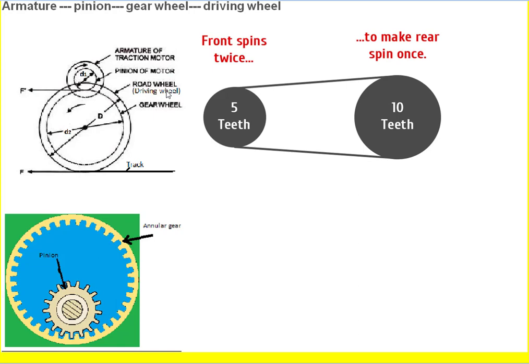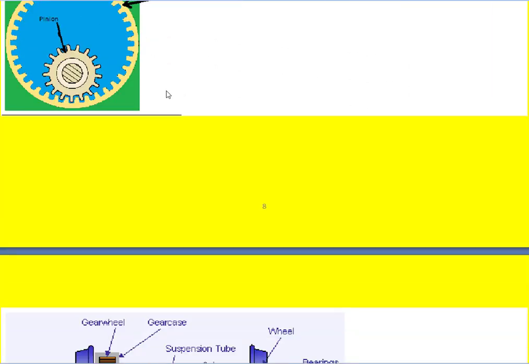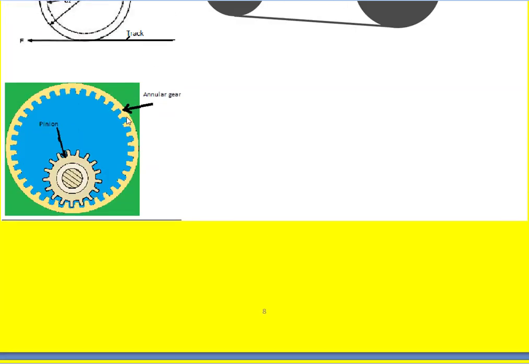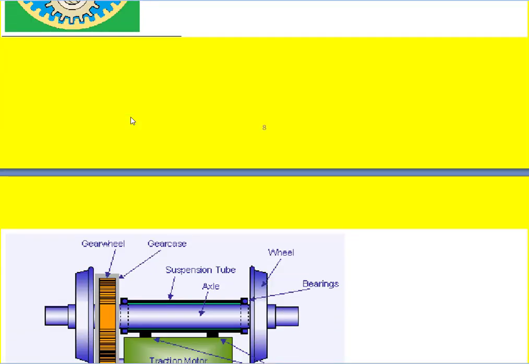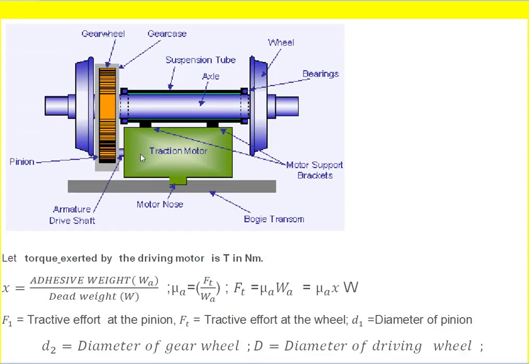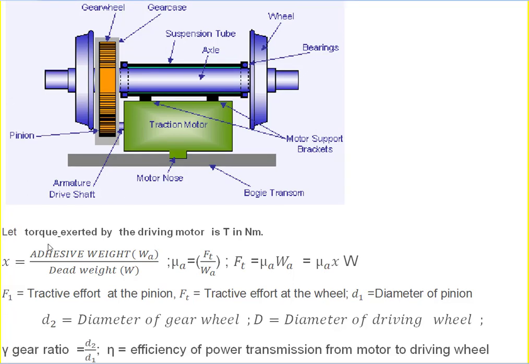Now, our aim is to know what is the tractive effort received by the outer wheel because of the electric motor. So for that we have to assume certain things like this. Let the torque exerted by the electric driving motor be capital T in Newton meters. Similarly, we define a term called X, which is nothing but adhesive weight divided by dead weight. The adhesive weight is represented by WA and the dead weight is represented by W.